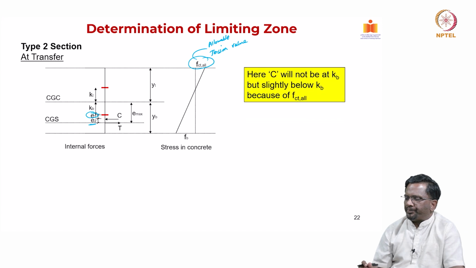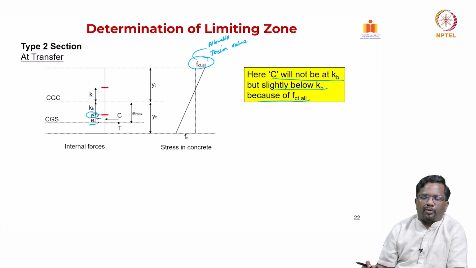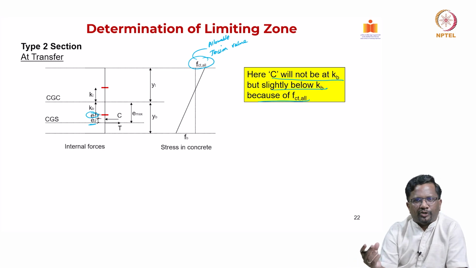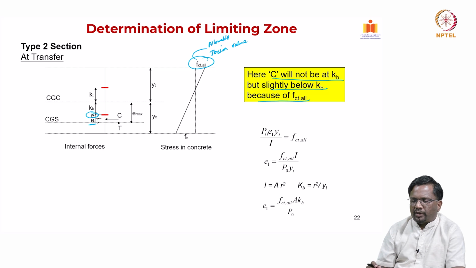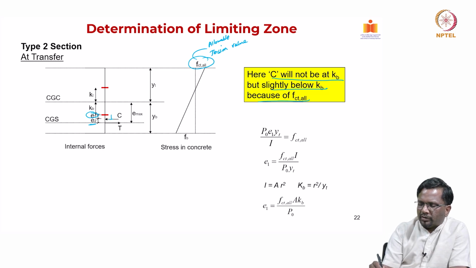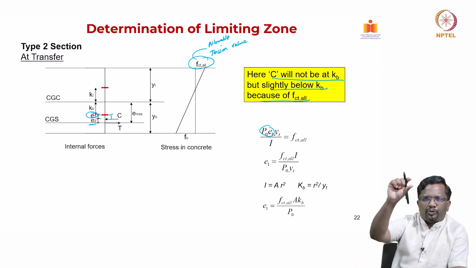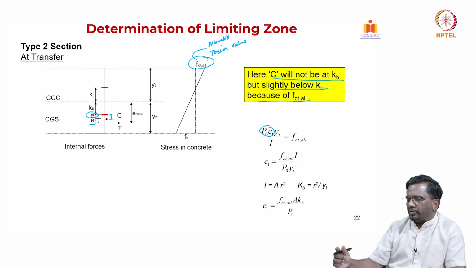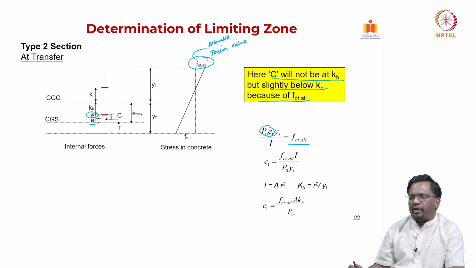So if you see, the C will not be at KB, but slightly below KB, because I am allowing some tension. If I am not allowing tension, this FCT allowable will become 0, right. So how much is the moment that is allowing me to create the tension, which is C into this distance, or in other words, P naught into E1, a moment that is pushing the tension from 0 to FCT allowable. So the moment divided by moment of inertia times the distance of the fiber will give me the stress. So that moment is what is creating this FCT allowable. This moment, My by I, will give me the stress.